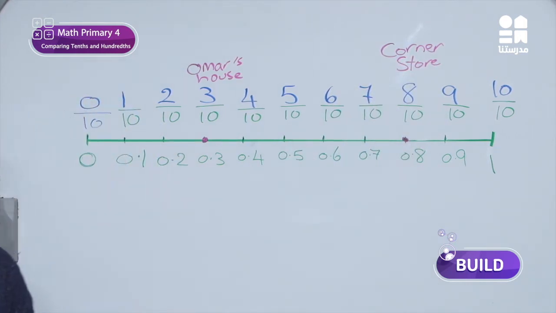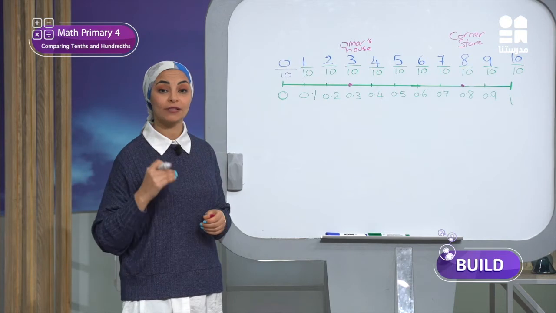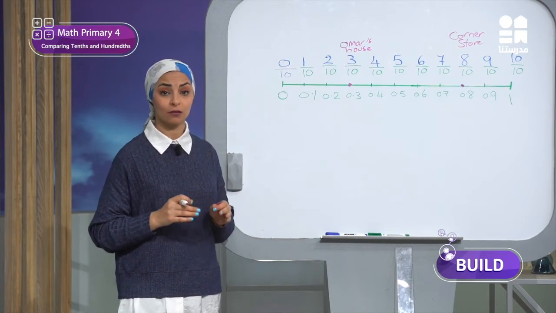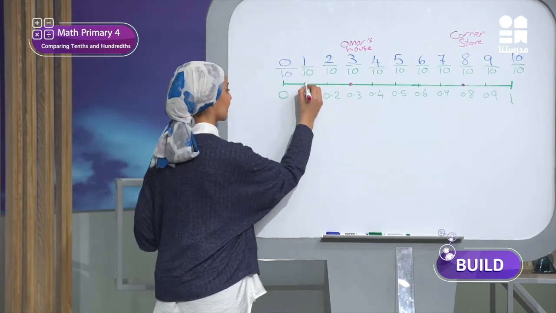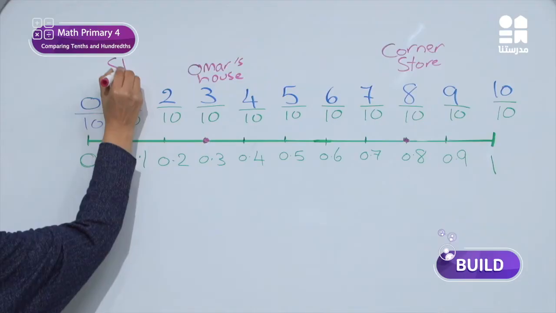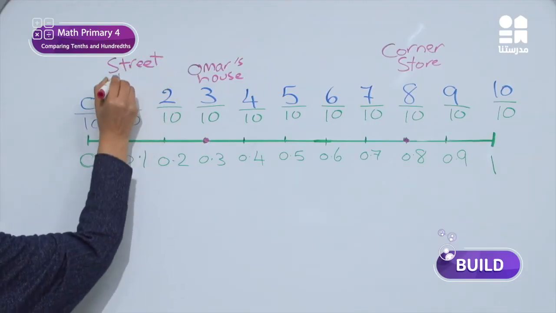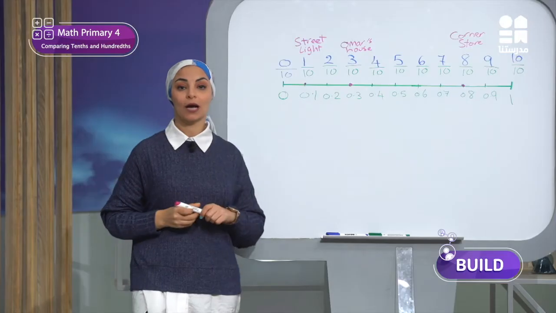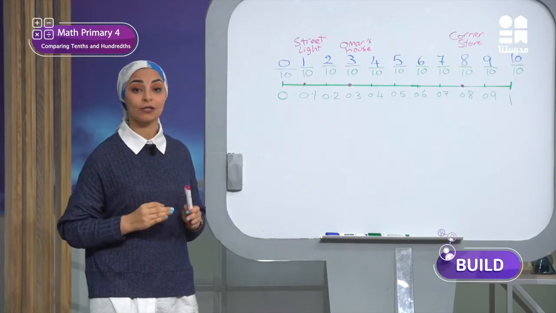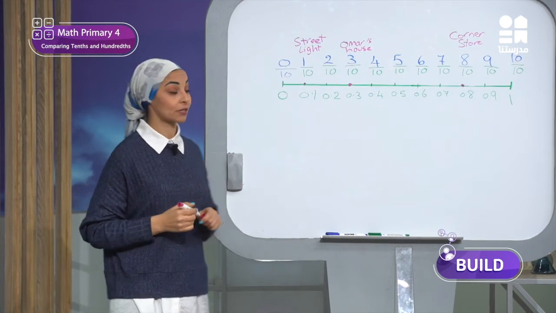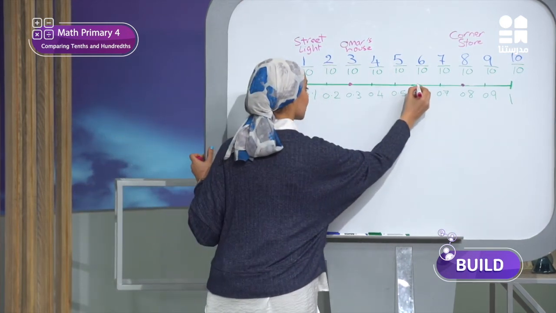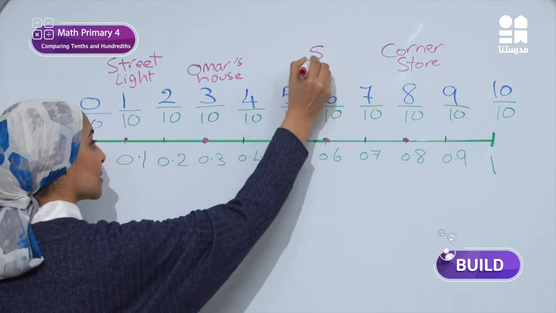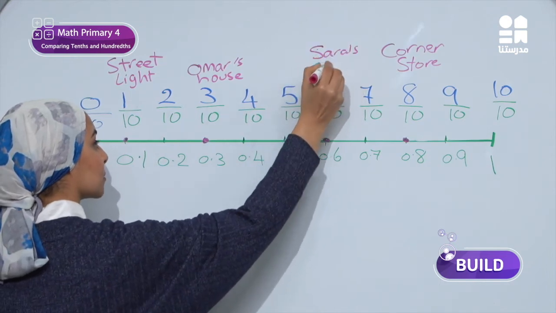Okay. طيب دلوقتي at 1/10 I will write street light. هاجي عند 1/10 here هكتب street light. Okay. Now at 6/10 I will write Sarah's house. يبقى سارة عند 6/10. I will write here Sarah's house.